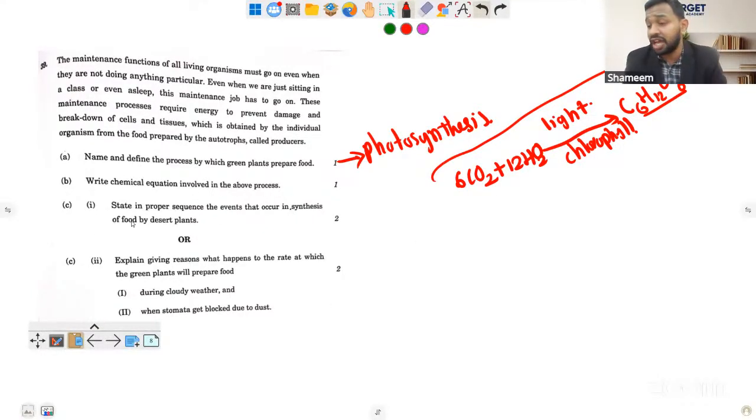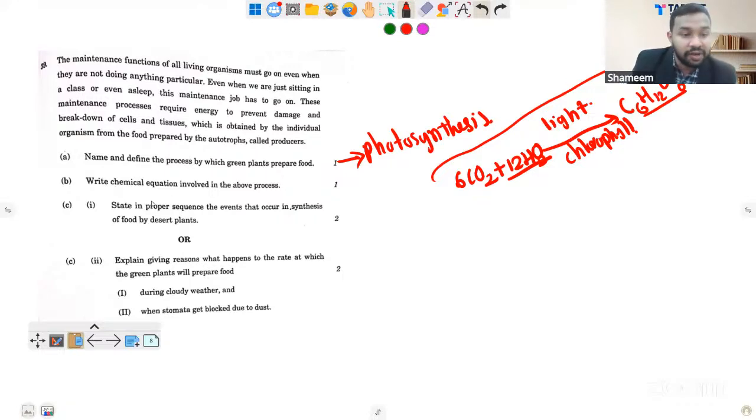The third question becomes a little bit confusing. State in proper sequence the events that occur in synthesis of food by desert plant. Okay, it's a little bit confusing. Here, yes, it's 12 H2O.